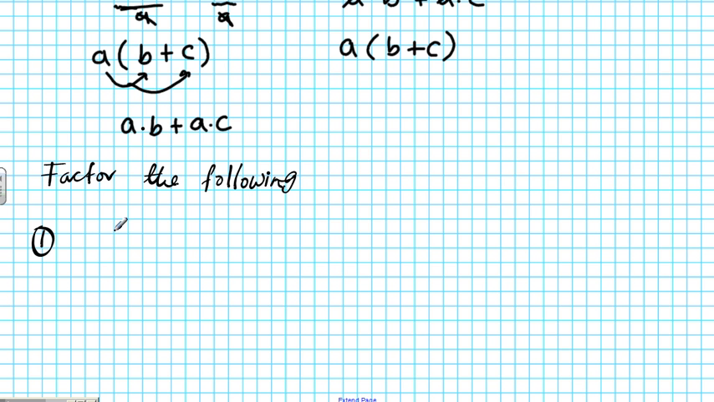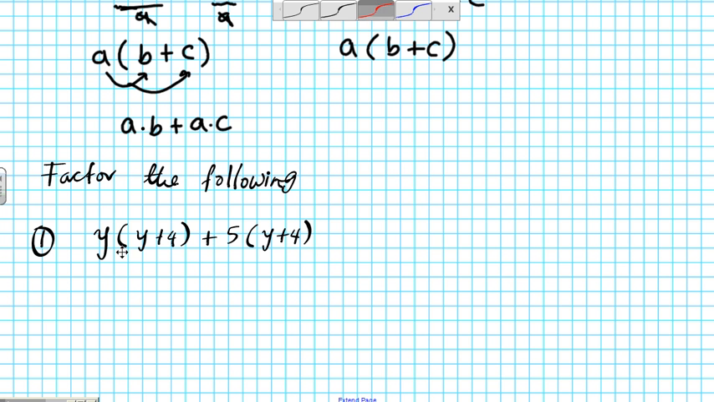So from number one, we have y times y plus 4 plus 5 times y plus 4. Now if you look at these two, what do you notice? You notice that y plus 4 is common to these two terms. The terms are separated by a plus. So what am I going to do? I'm going to take this y plus 4 and this y plus 4, and since they're common, I'm going to factor them out as 1.